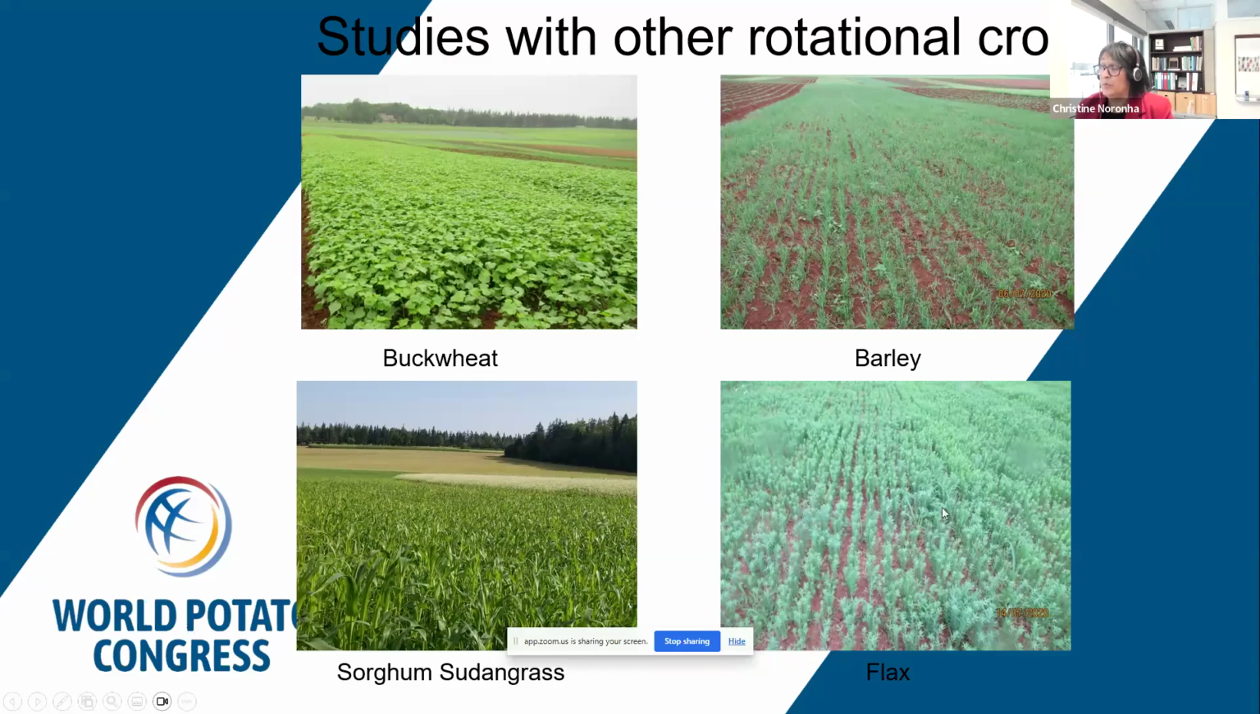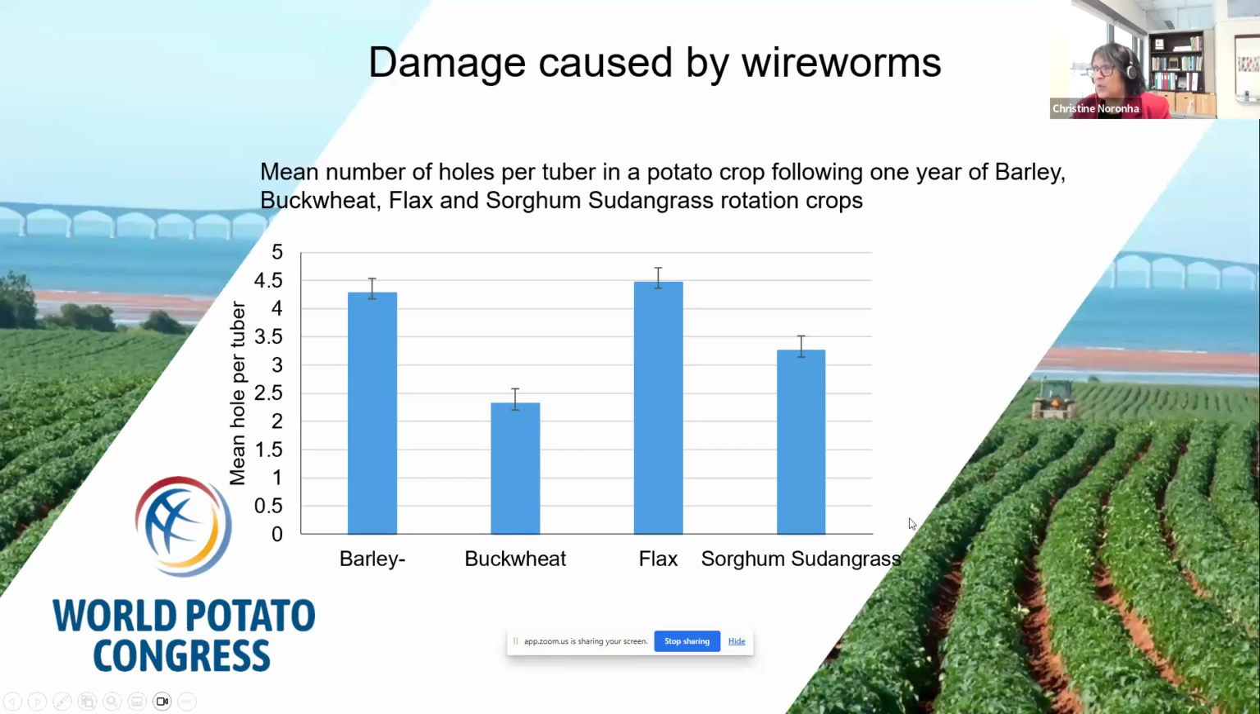We looked at other crops. After this trial was over, we said, let's look at some other crops. Southern Sudan grass was one of them, and flax. It tended to show that there might be something in there, so we decided to look at them. And what did we find? We found that buckwheat was much better than the other crops, but sorghum Sudan grass also gave us significantly lower numbers of holes per tuber, compared to the flax and the barley. So there is something going on with the sorghum Sudan grass, which we need to work on and tease out a little bit more.